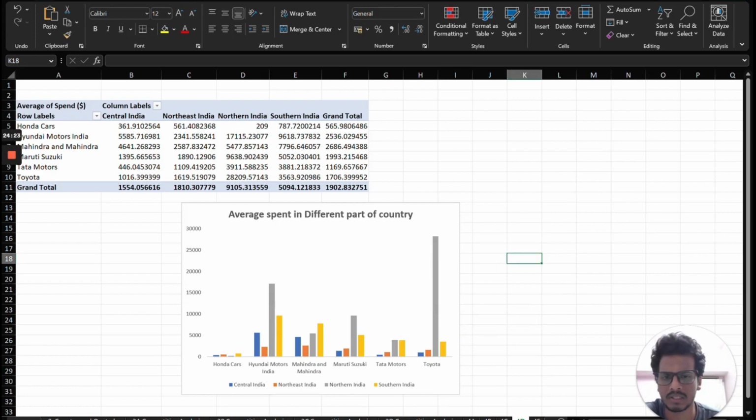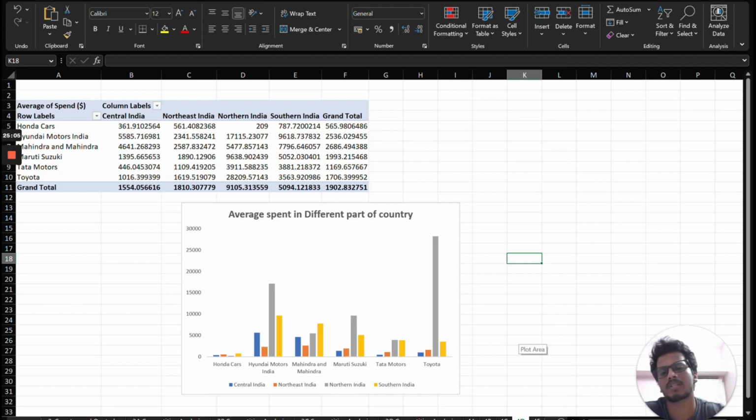Let's see how much money they have put. Say Toyota, right? In the northern region they have put almost 28,209. So this is the amount, almost double the entire rest of the list. Similarly, Mahindra has also put in money, but they have tried to focus more on southern India. So the insight which I can give Mahindra is they can focus more on the northern part of the region, as more economic activity resides there than in the southern part. This is my insight.